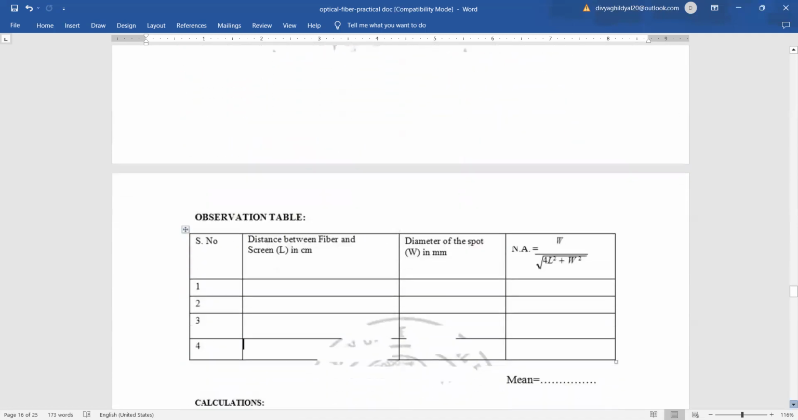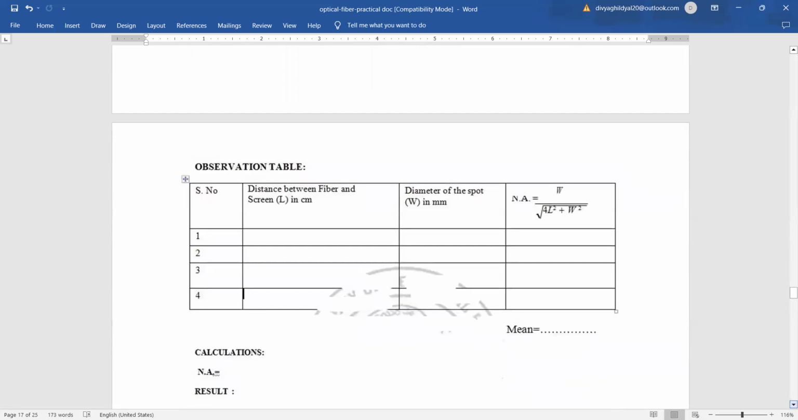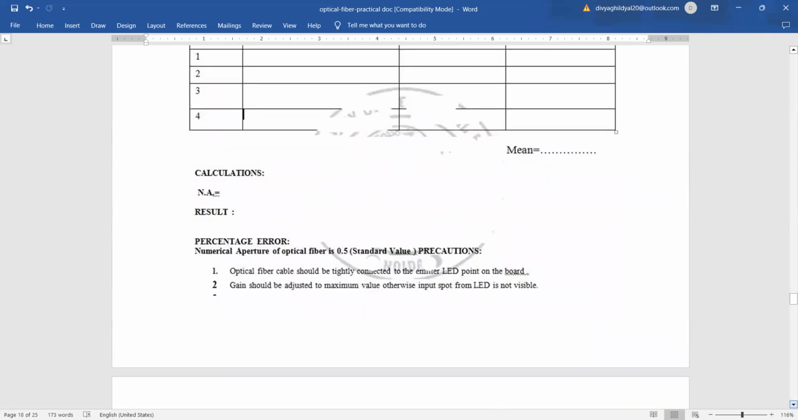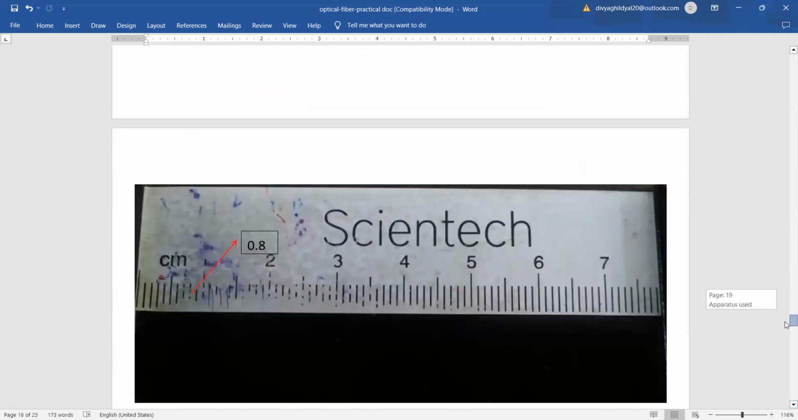So this is how the observation table will be, a very simple table consisting of the distance between the fiber and the screen, the diameter of the spot, and my formula for numerical aperture, and then I will find the mean. Usually the answer for numerical aperture comes out around 0.35 to 0.45, but the standard value is 0.5. The biggest precaution which I have to take in this experiment is that the optical fiber cable should be connected properly to the light source and gain should be adjusted to maximum.